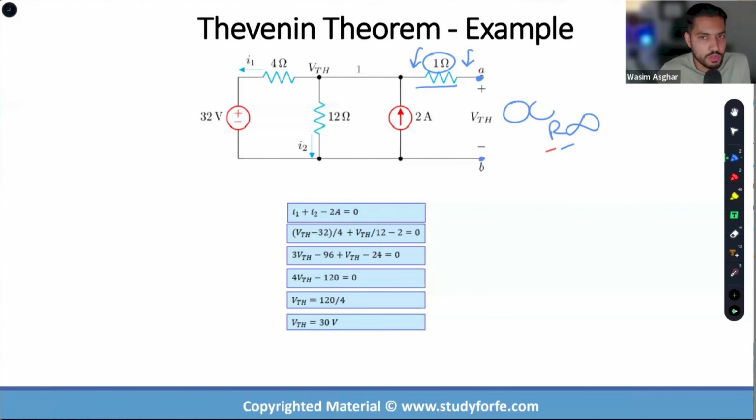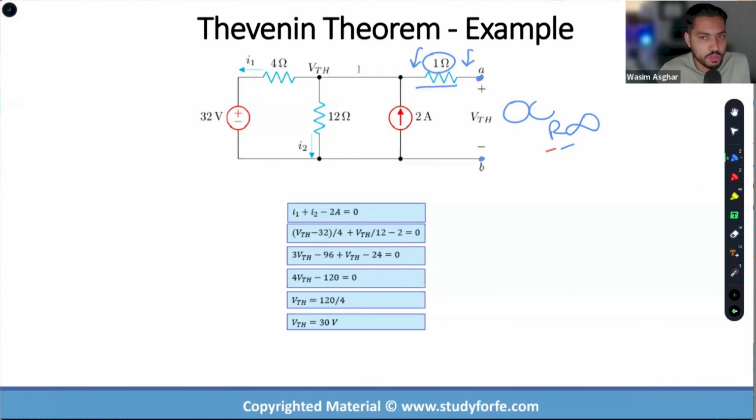From the get-go, the voltage that we are interested in is VA minus VB, which is the Thevenin voltage. VB is equal to 0, so Thevenin is simply equal to VA. That's basically what I'm after, right? Now I'm going to start putting some numbers to it. 32 volts. This is 12 ohms. This is 4 ohms. And this is simply 2 amps.